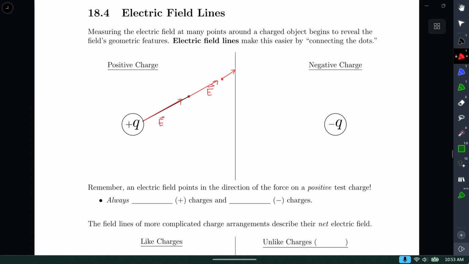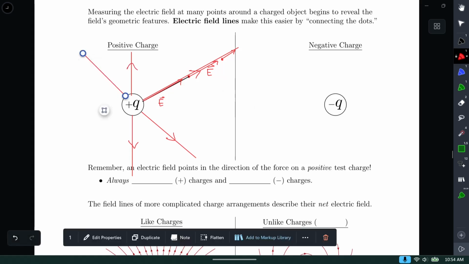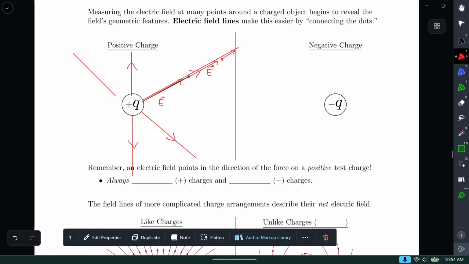So what I'm going to do is start to be lazy and connect the dots and say, okay, well, generally along this line, the electric field points that way. Generally along this line, the electric field points this way. Generally along this line, it points this way, and so on and so forth. You would say it points radially away from that big charge in the middle. And we call these electric field lines.